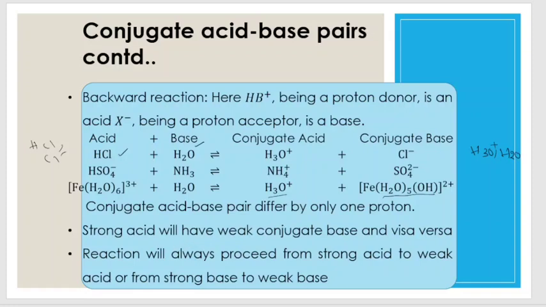One more important thing: a strong acid has a weak conjugate base. Similarly, a weak acid will have a strong conjugate base. Very important point. Let us see some examples of how to write the conjugate acids and bases.